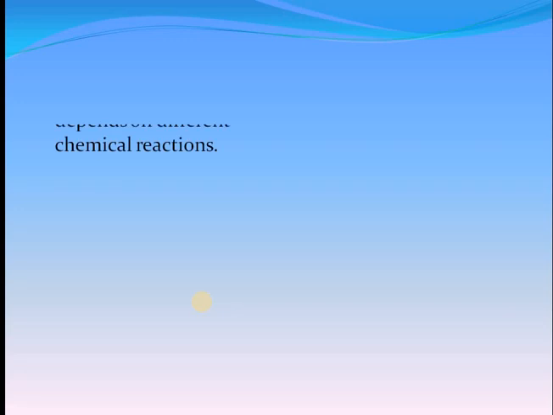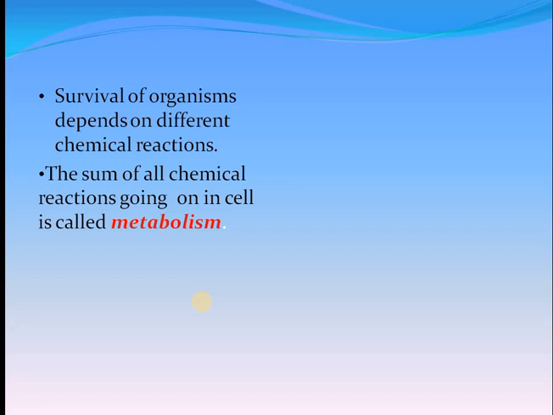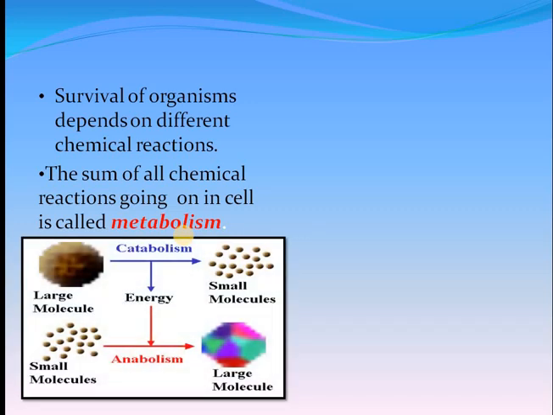As all of you know, a number of chemical reactions are taking place in our body, and the sum of all these chemical reactions occurring in the body is called metabolism. When the word metabolism is used, it refers to catabolism and anabolism. Now what is catabolism? Catabolism is the breaking down of compounds with release of energy. Here you can see that large molecules are converted into small molecules with release of energy.